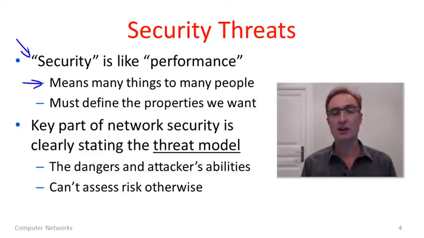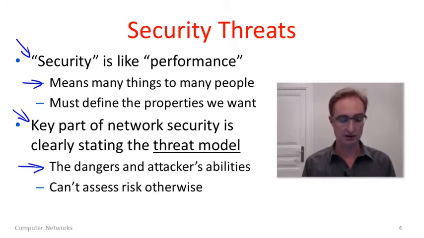So if we want to have any kind of sensible discussion about security and different protocols and so forth, we need to define carefully the kinds of properties we want in terms of security. And this is often given as what's called a threat model. We state either the properties we want or the different kind of threats that might cause those properties to fail. So that is, it says here we're going to list the dangers and the attacker's abilities in terms of breaking the security of the system.